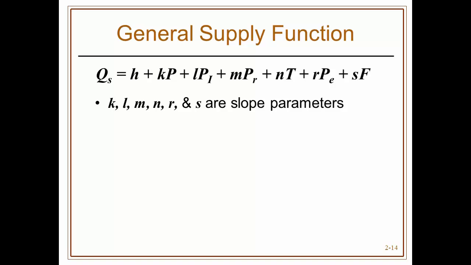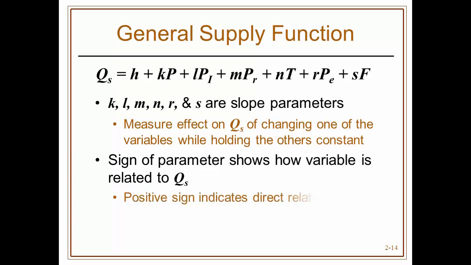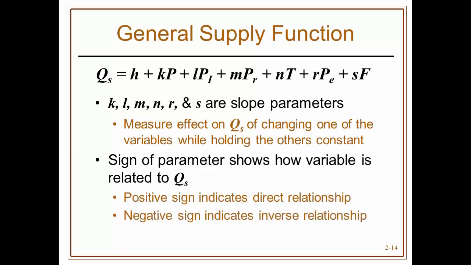But it's the same sort of thing. If the price of the product changes, then the effect on the quantity supplied will be registered through that variable k. Again, presuming that all of the other variables are being held constant. The sign works the same way as it did before.